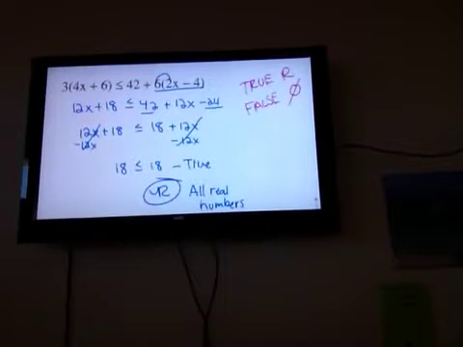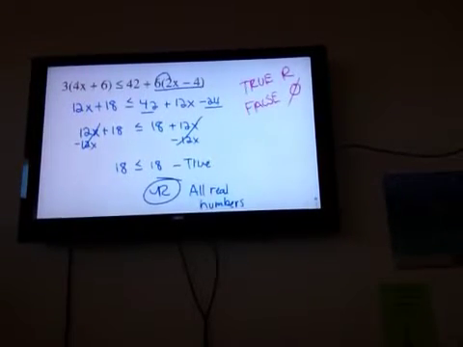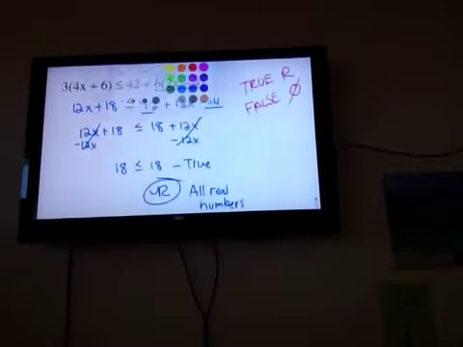So if I get a true statement, my answer is going to be all real numbers. Every single number will work. If my statement is not true, a not true statement, a couple of examples. 2 is less than -5. No, it's not. 0 is greater than -10. No, it's not. Okay, so something like that, false statement. All right, my last question.